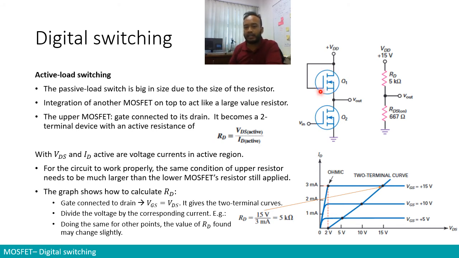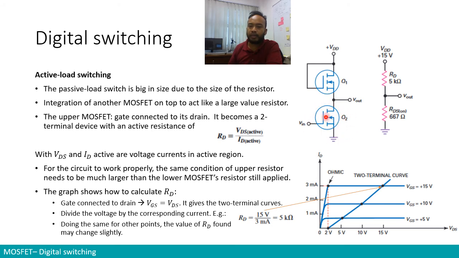But what is the value of the resistor? The value of the resistor can be calculated by computing basically VDS active divided by ID active. VDS active is the voltage across the DS junction of this MOSFET, and ID active is the current that goes through the junction of drain and source of this particular MOSFET. And to work properly, the same condition that was applied to passive load switching is also applied in active load switching. It means that the resistor that you have on top over here, on the top MOSFET, needs to be much larger in comparison to the resistor in the bottom MOSFET.